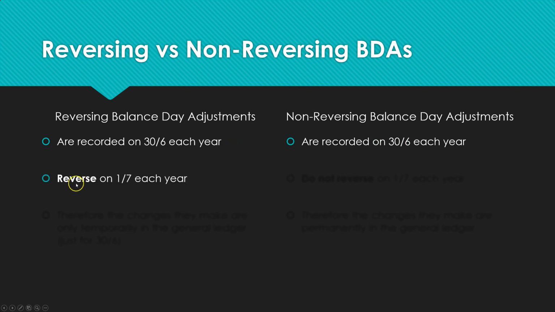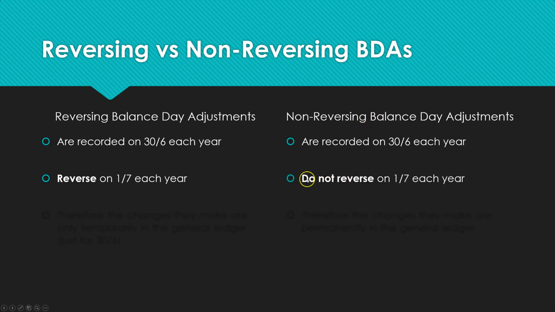Alright, now on the left, this is the first major difference. The next day, on 1 July, we're going to undo what we did on the 30th of June. So that's called a reversing balance day adjustment, when it's really only having an effect on the day that we prepare our balance sheet and our profit and loss, the balance day. After that, we undo it and we go back to business as normal.